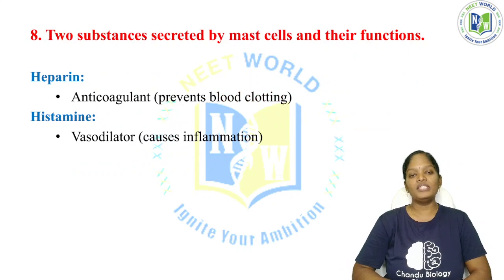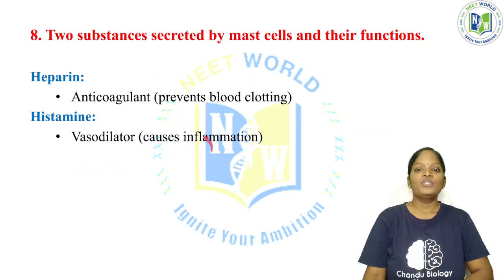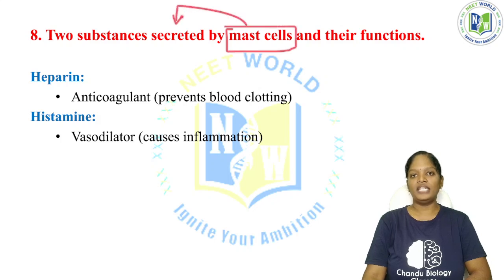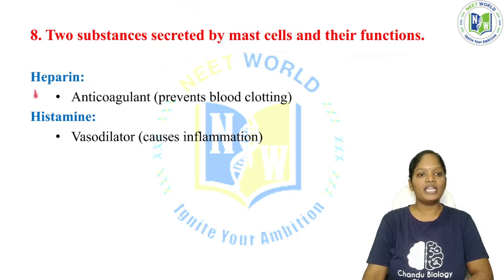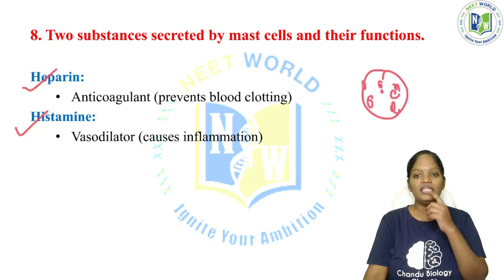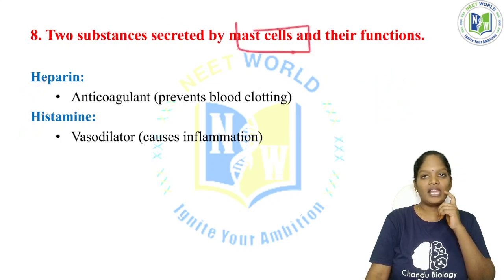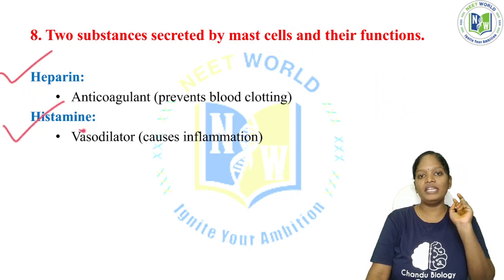Now, two substances secreted by the mast cells and their function. What do these mast cells secrete, and what is their function? The mast cell is going to secrete heparin and histamine. Why? Because the mast cells have granules inside the cell, and these granules are responsible for secreting heparin and histamine.